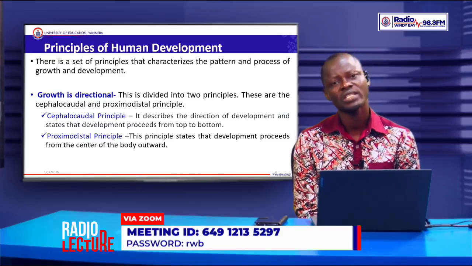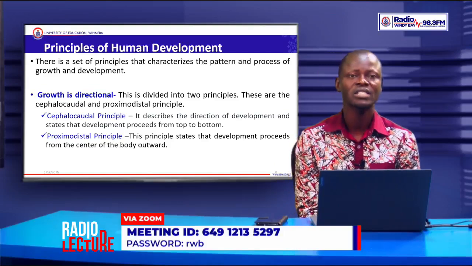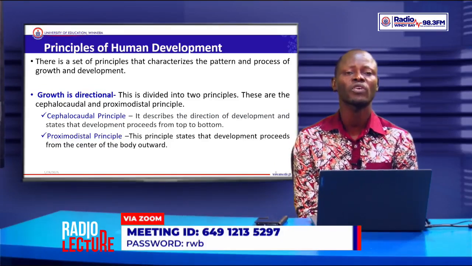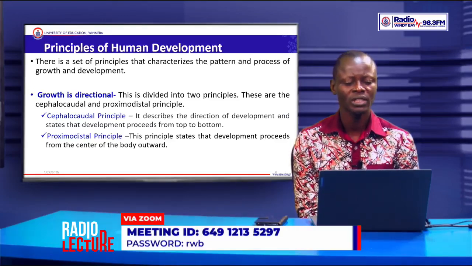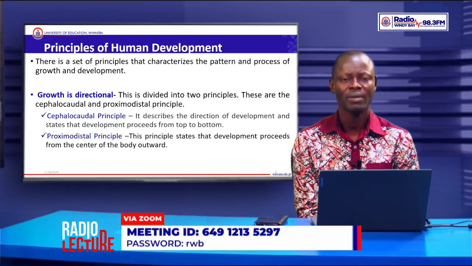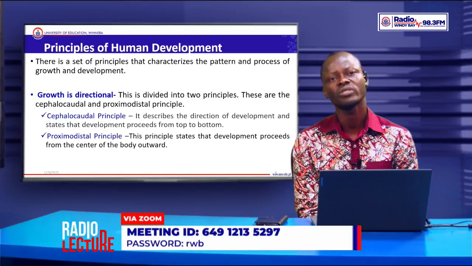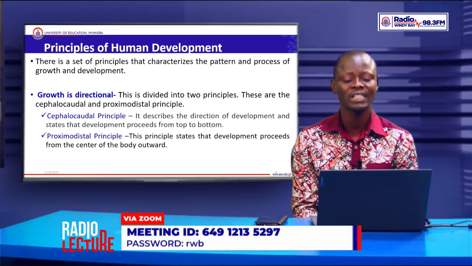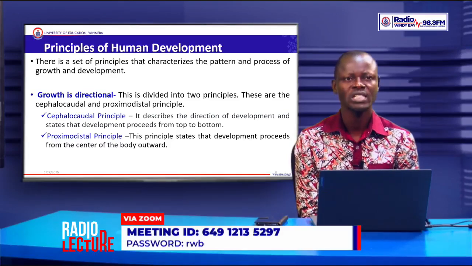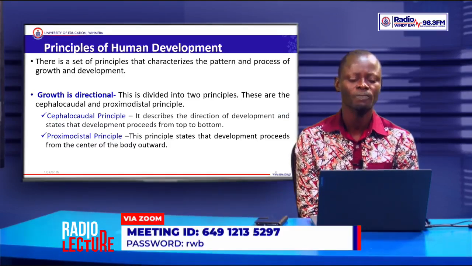The first one, cephalocaudal, describes the direction of development where the individual is developing from the top to the bottom. So cephalocaudal development simply means that growth starts from the top to the bottom. That makes it cephalocaudal. And the next one is proximodistal. This principle says that development proceeds from the center of the body outward. So development from the center of the body outward is termed proximodistal. Together, the two form what we call growth is directional.